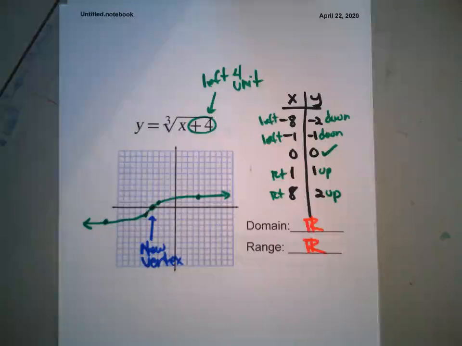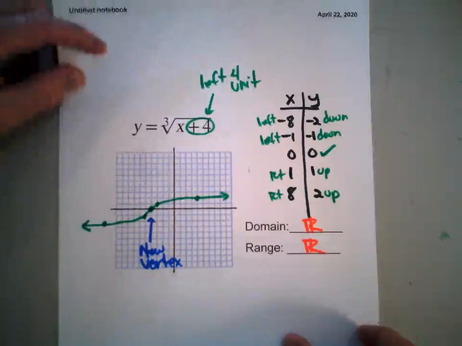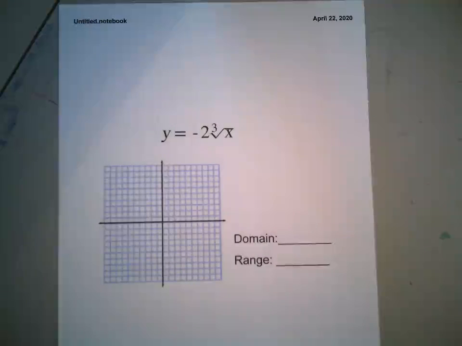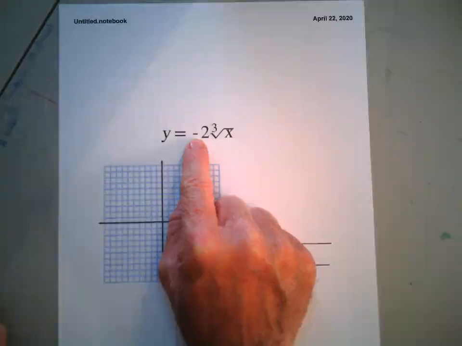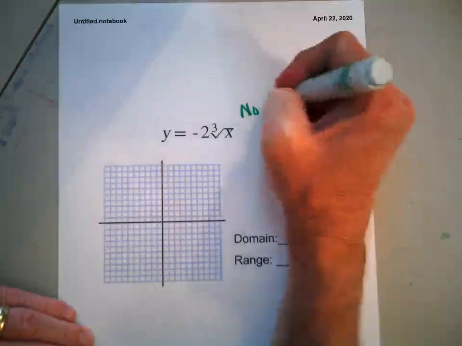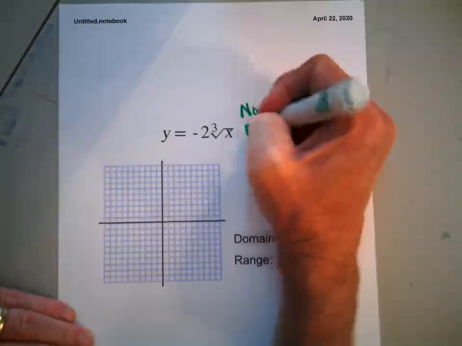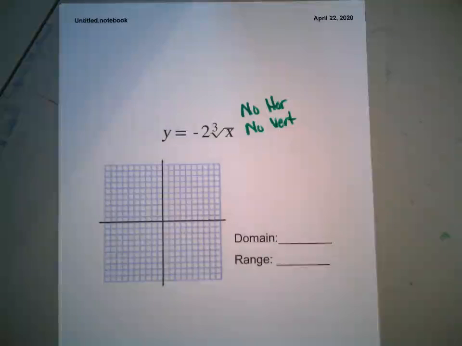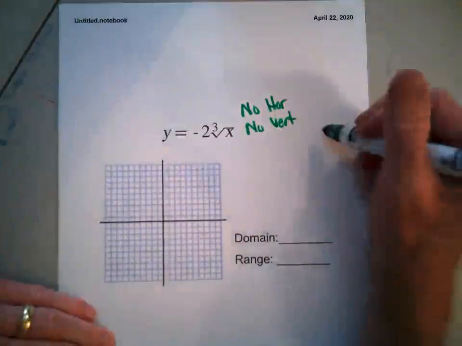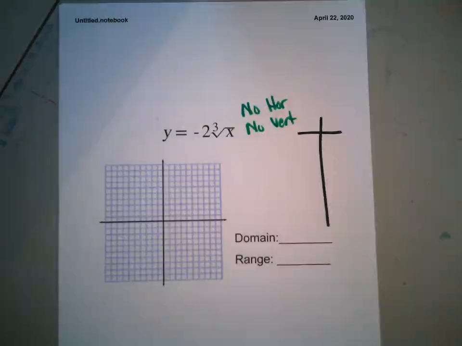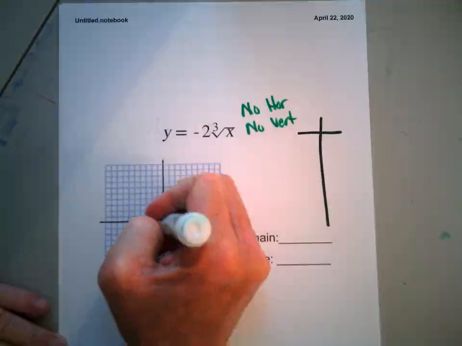So let's take a look at another one that has some different transformations in it. All right, so we have negative 2, cube root of x. So you'll notice that this graph, maybe you do, maybe you don't, there's no horizontal and there's no vertical shift. So that means that our vertex did not move. Our vertex is at the origin.